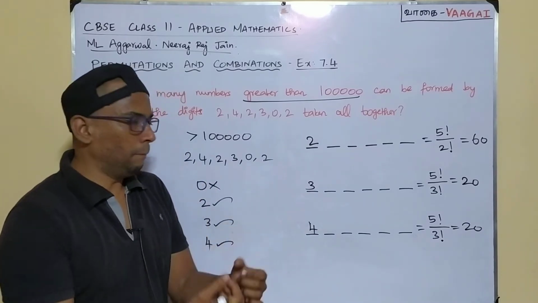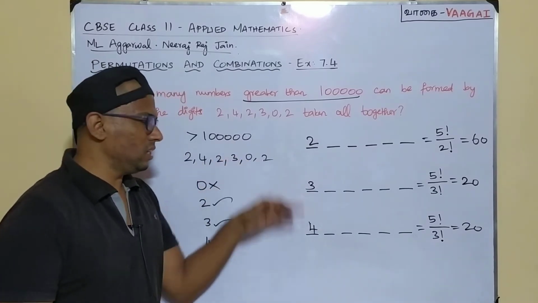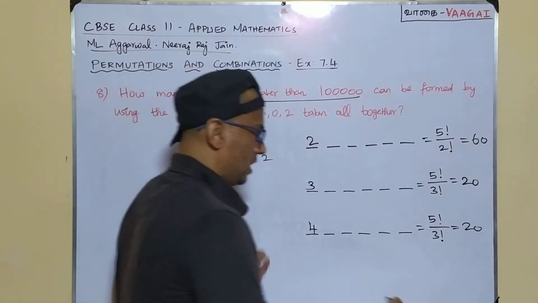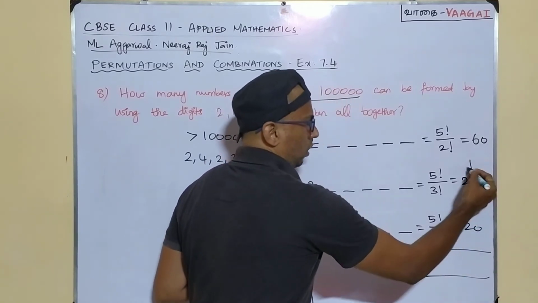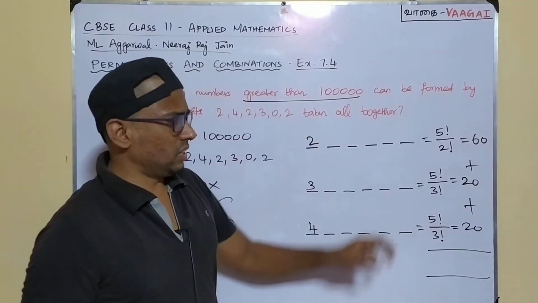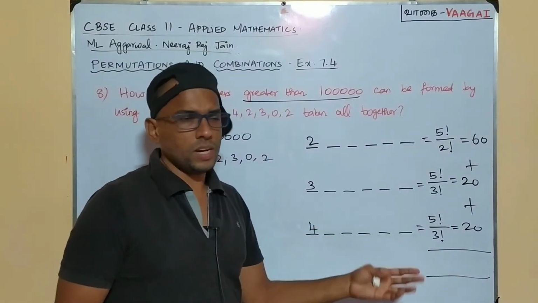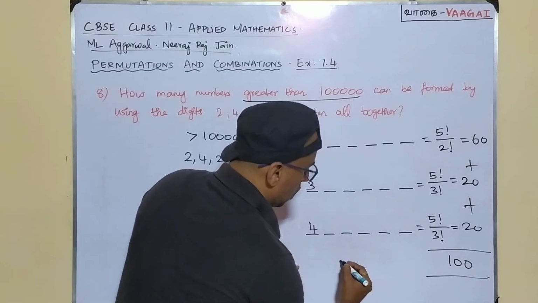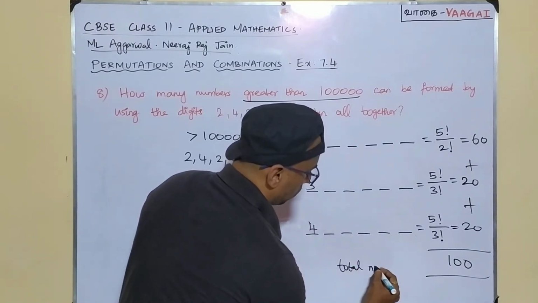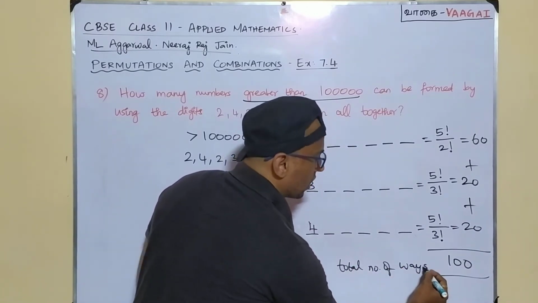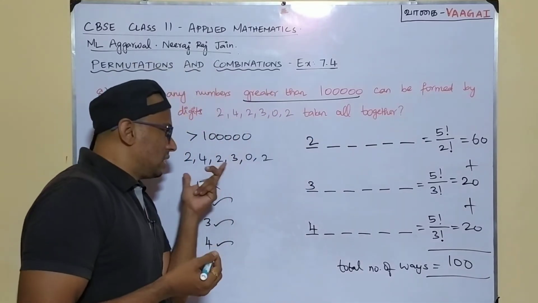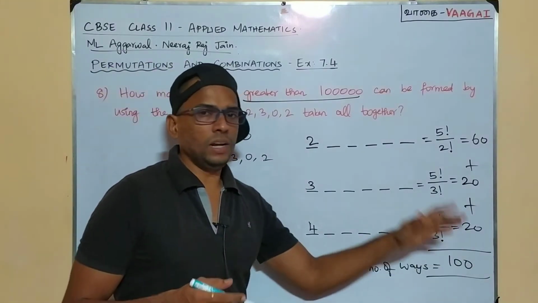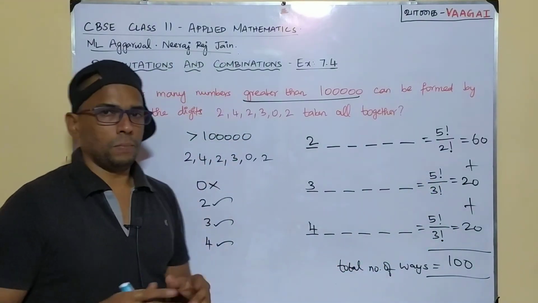For our 6-digit number to be greater than 1 lakh, these are the different possibilities. Either one of these can only happen. So in that case, our overall answer will be what? Just add all the possibilities, either this can happen or this, right? So 60 plus 20 plus 20, your overall answer is going to be 100. So the total number of numbers we can form using these 6 digits, that too greater than 1 lakh, is going to be 100. This is going to be the answer for your question number 8.